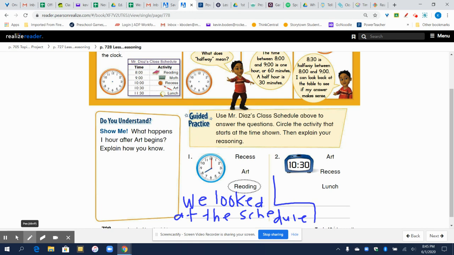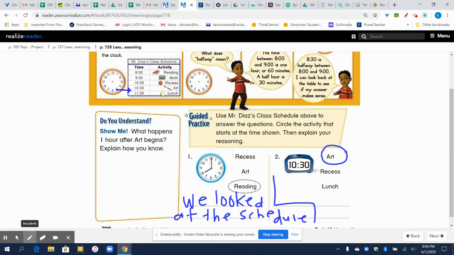And then number 2 says 10:30 on the digital clock. So it must be 10:30. What do they have at 10:30? Oh, I see it right there. There goes 10:30. Looks like they have art. Now, we looked at the schedule can be our answer for number 1. Let's change up our answer for number 2.